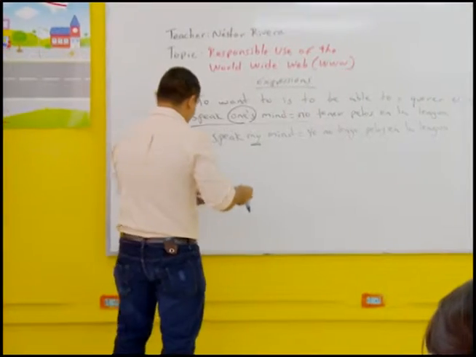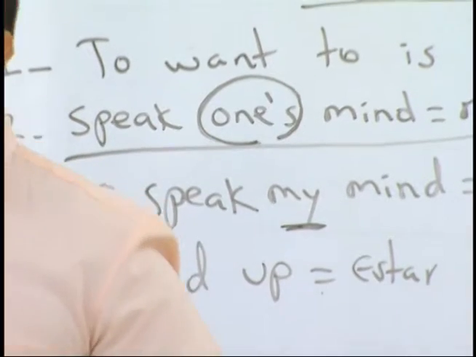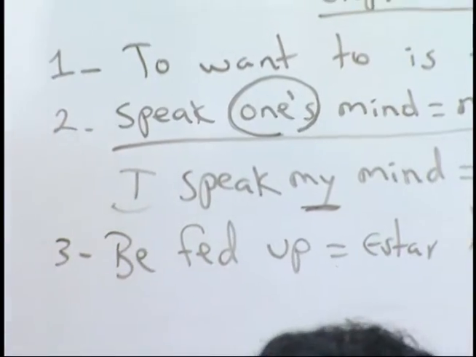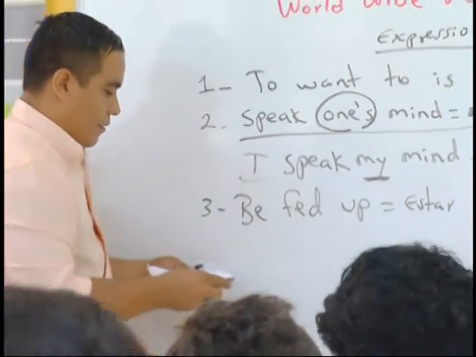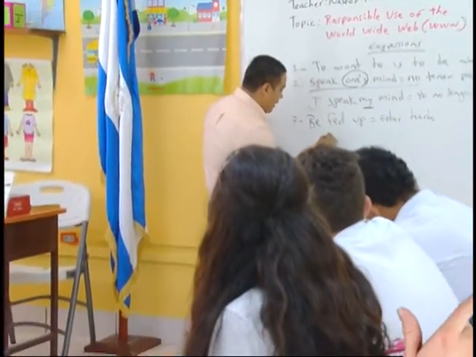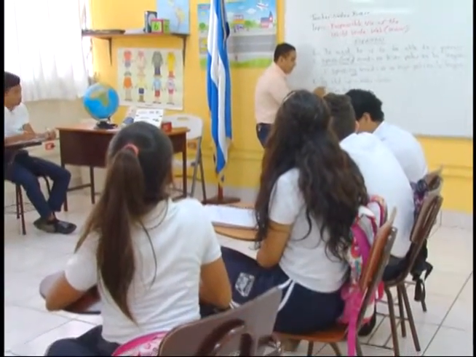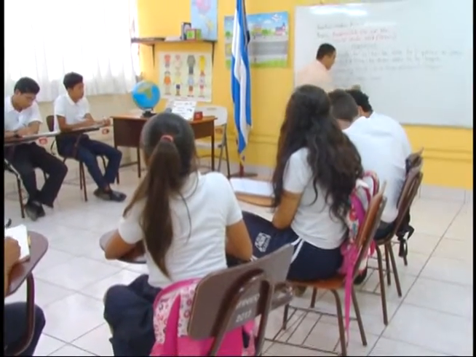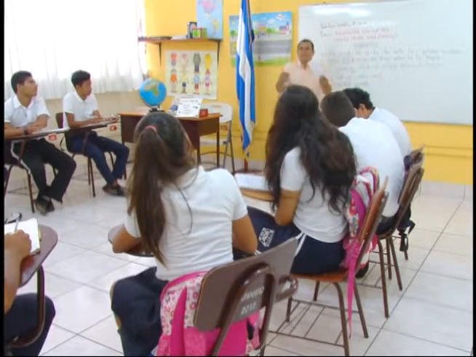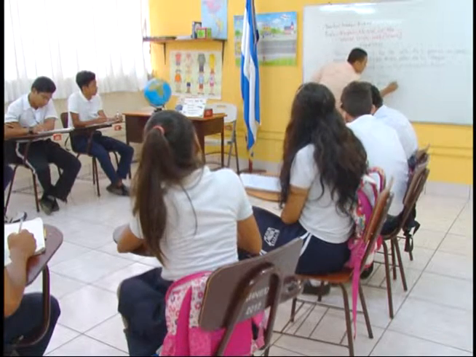Number three. Be fed up. Estar harto. Harto no de hambre. Harto cuando uno pierde la paciencia sobre alguna situación. Be fed up. Por ejemplo, estoy harto del perro de mi vecino. I'm fed up. ¿De dónde salió este am? Salió del verbo be. I am fed up with. O estoy harto de esta situación. I am fed up with this situation.